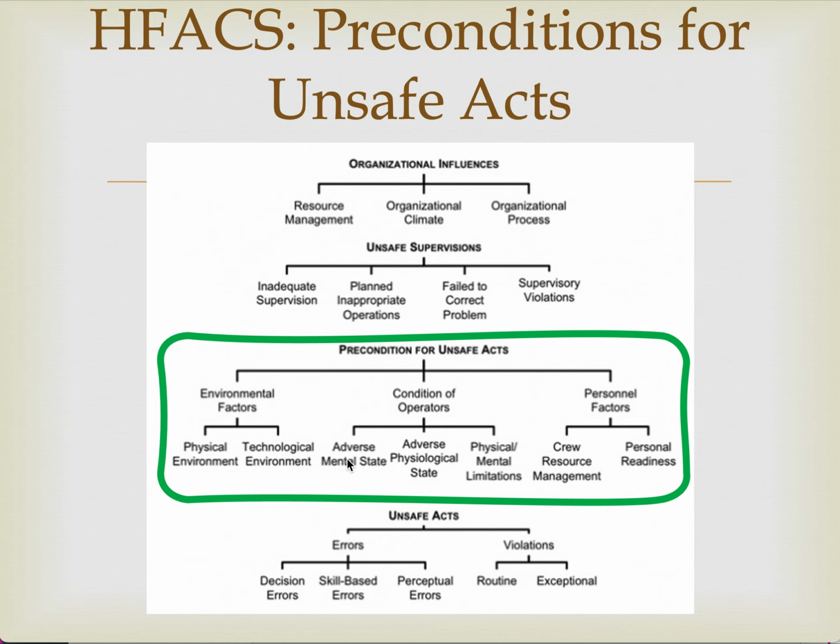Do they have an adverse mental state, like are they thinking the wrong thing, or they're worried about losing their job or a divorce or something else? Adverse physiological state, that would be they're hungry, thirsty, dehydrated, they have a health condition, or physical or mental limitations. We all have mental limitations. We'll talk about that in a future module, but they can't pull hard enough on the control they need to pull on, or they can't process information fast enough because they have something else going on.